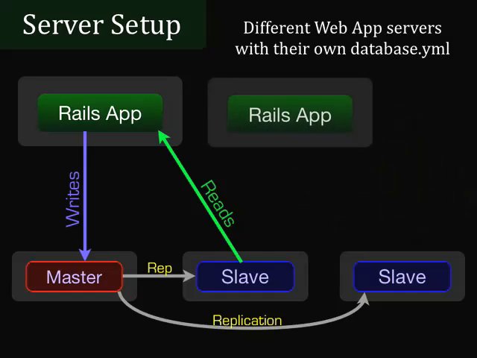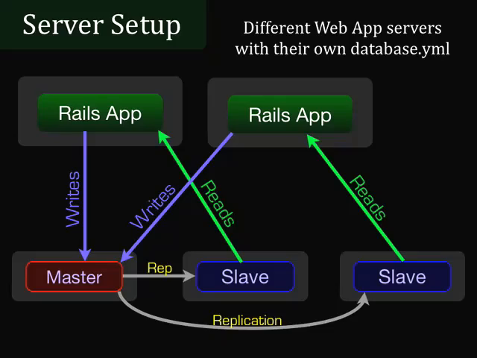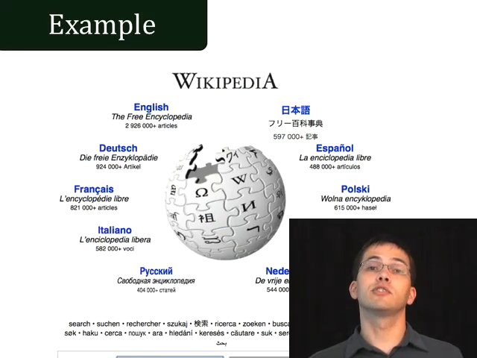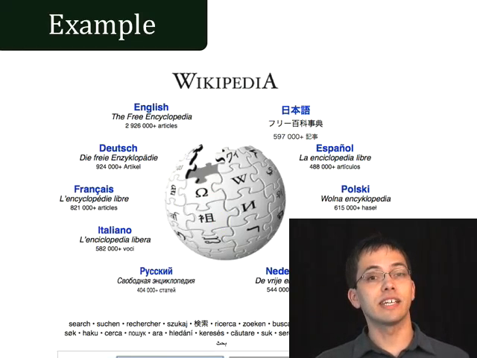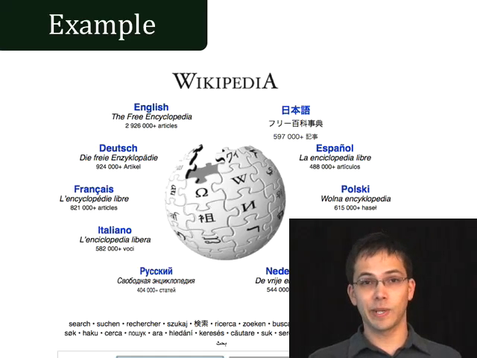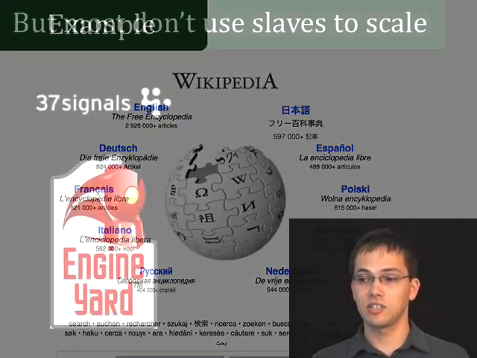So here I might have two front-end servers, and the first front-end server reads to the first slave, the second reads to the second slave, and each of these might have different database YAMLs to configure them. So in this case, I could use masochism. A good example of a website that might want multiple slaves because it's very read-heavy is something like Wikipedia. There's a lot of select statements going on here whenever it has to construct a page.